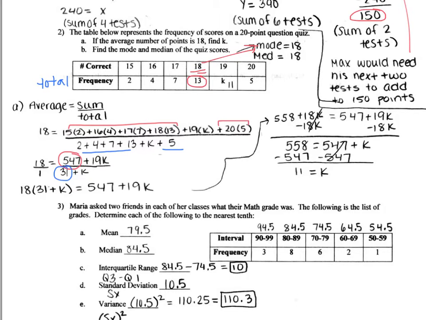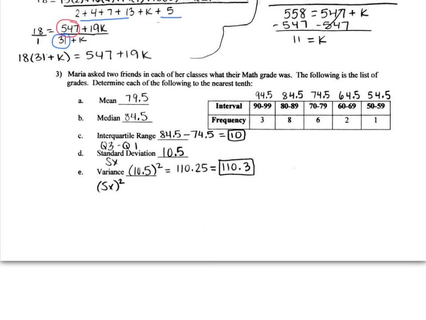Now the way that we would find the median is by putting this into the calculator, putting the scores into L1, and in the frequency putting L2, and you would hit 1-Var Stats and scroll down to find the median, and the median would be 18 as well. Okay, let's move on to example number 3.